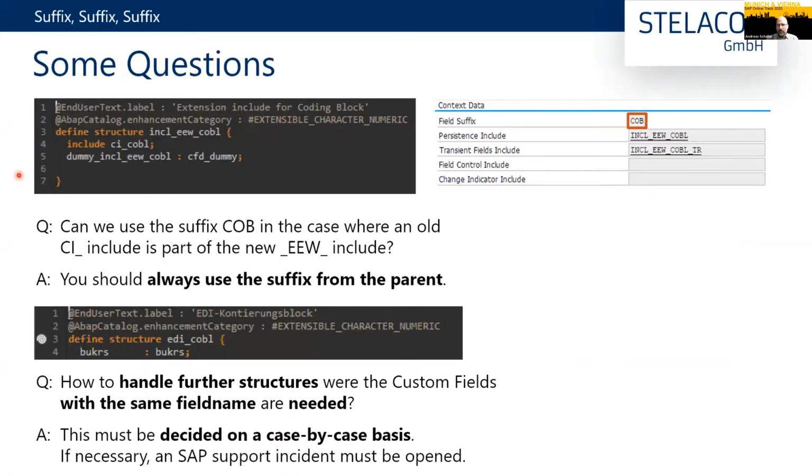But then some questions came up. Maybe some of you know in the old world, there were some custom includes too. They always start with CI in the front, for custom include, and also in those examples where we have the new EEW include for the coding block, the old custom include is contained or is part of the new structure. And what should we do in this case? Can we use the same suffix as for the parent? Yes, and the answer is yes, you should always use the same suffix as the parent.